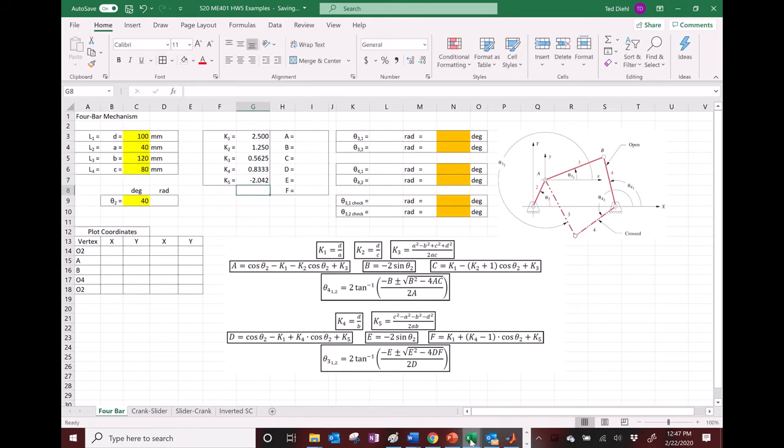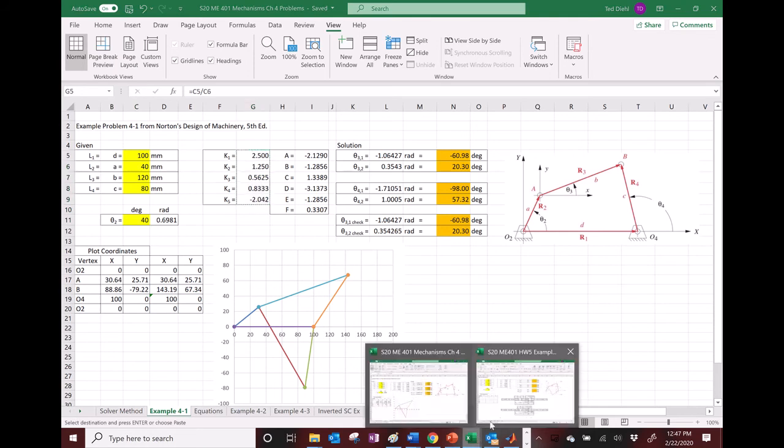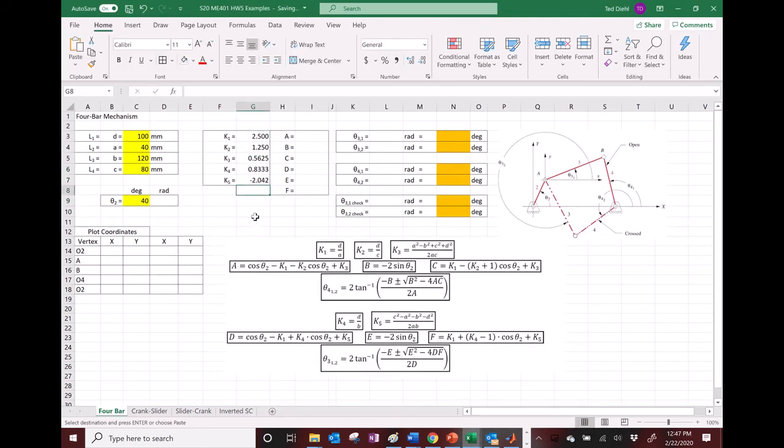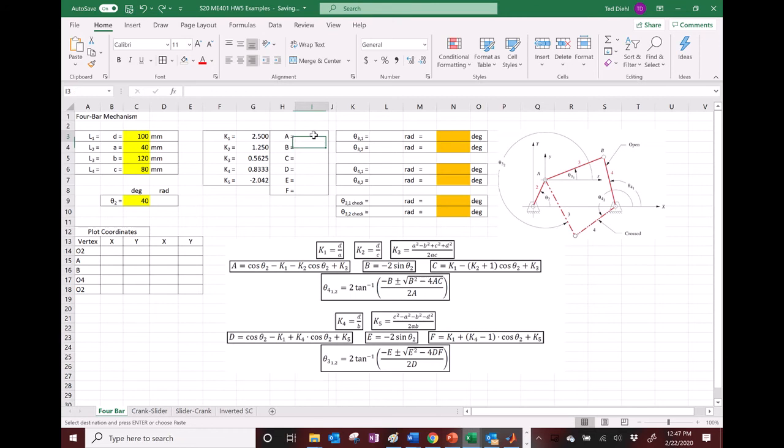Let me double check that I got the right values right here. It looks like I might have made a mistake. Okay, so I'm just going to put these in here temporarily and paste values. Nope, I got them correct. Okay, good. Now something I forgot to do: let me go back over here and convert to radians. So I'll turn my angle into radians as a convenience.